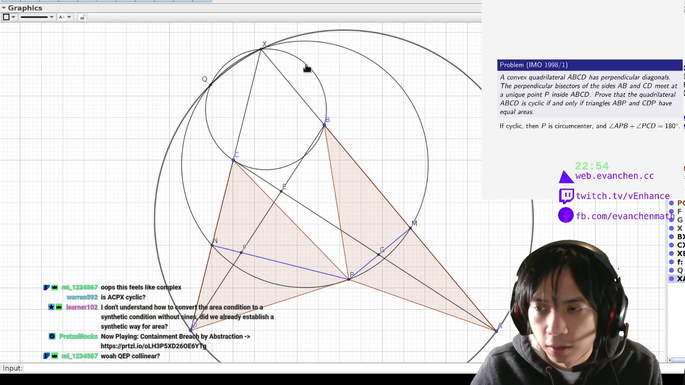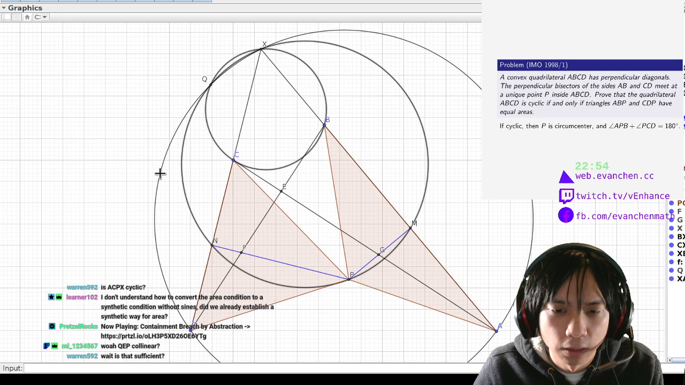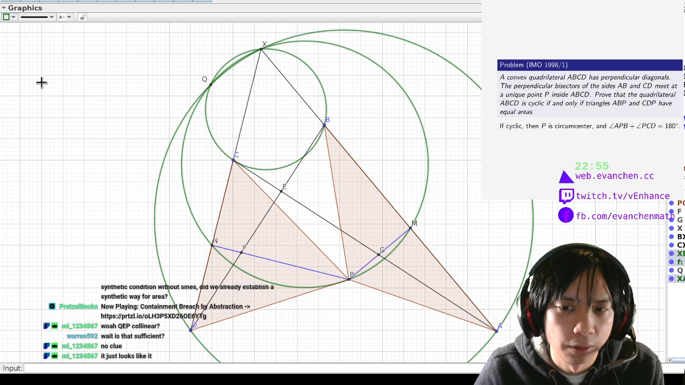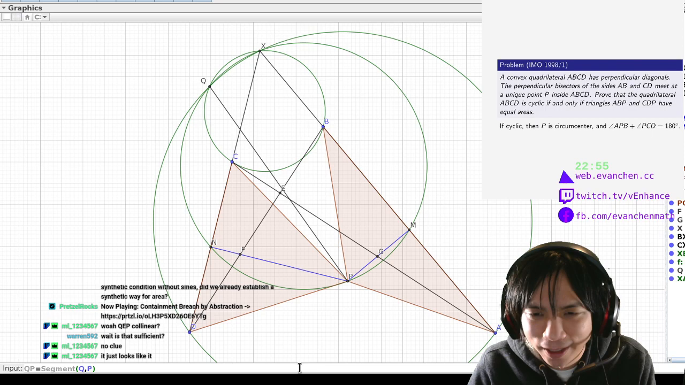So yeah, these are the three big spiral similarity circles, and we want to use this somehow together with the fact that P is doing something funky. Let's call them green. QVP collinear, I bet that's gotta be true. That's gotta be the way, right? No, really? Okay, never mind.